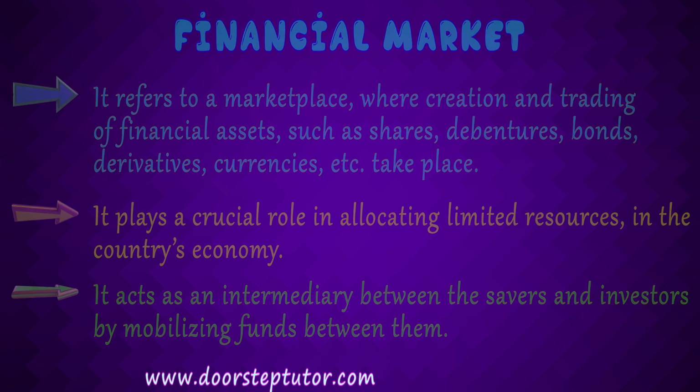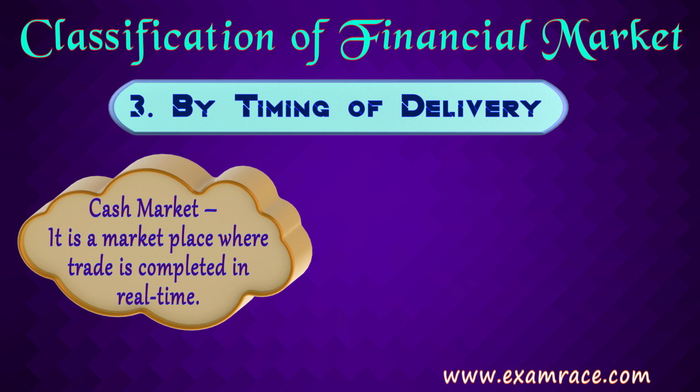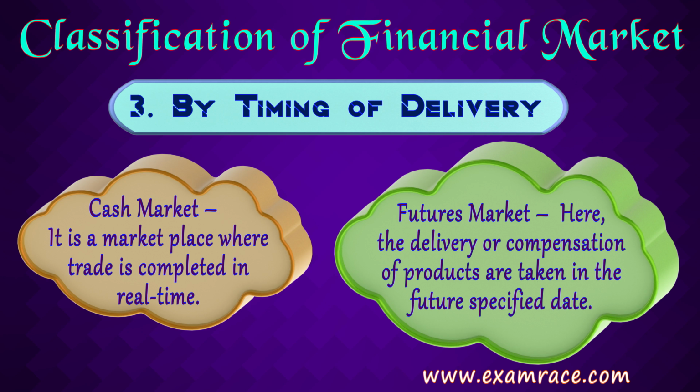Next classification of financial market is on the basis of timing of delivery. That means at what time the securities are delivered to the investor. Under this, first is cash market. Cash market is a marketplace where trade is completed in real time. That means on the same day. And future market is a market where the delivery of the product is taken on a specified future date.